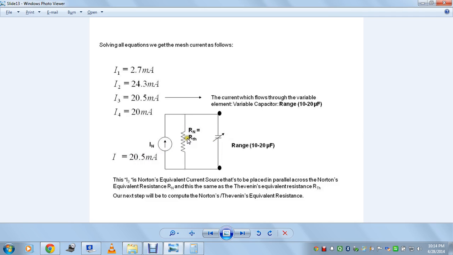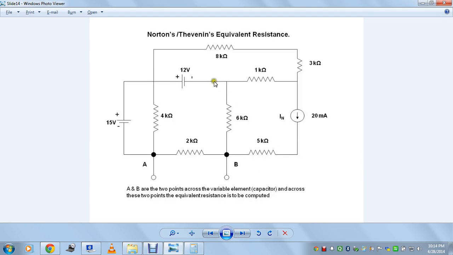Now the next task is to find the resistance of the entire circuit except for the variable element. We do that in the same fashion as we did in the Thevenin's equivalent circuit. We took the circuit, and the element connected across the 2 kilo ohms, which was the variable capacitor, is now removed, and the points are named A and B, and the circuit appears as such. To compute the resistance appearing across the 2 points A and B, you have to short all the voltage sources and open circuit any current sources, because we are bothered only with the resistance of the circuit across these 2 points A and B.